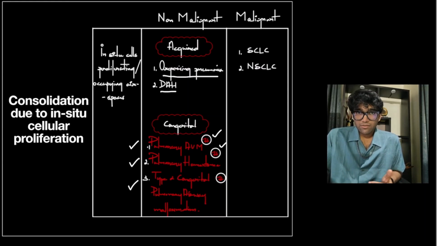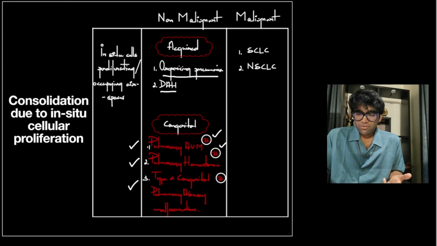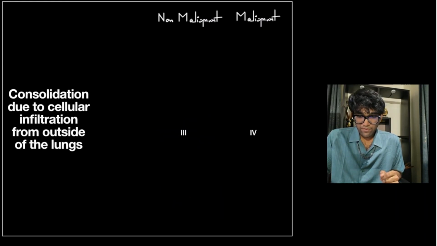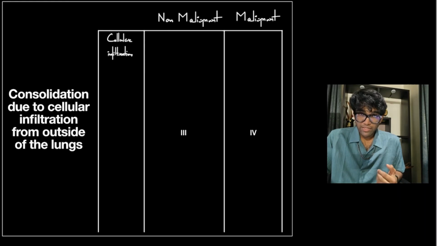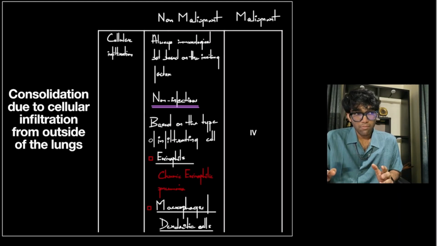On the malignant side of things, obviously it is small cell lung cancer and non-small cell lung cancer. Even rarer forms of lung cancer exist, but they don't normally present with a consolidation. They are more likely to present with a nodule. And then we have non-malignant infiltration of cells into the lung. This could be induced by or targeting an infectious agent that has entered the lung, or it could be directly due to some autoimmune or autoinflammatory process.